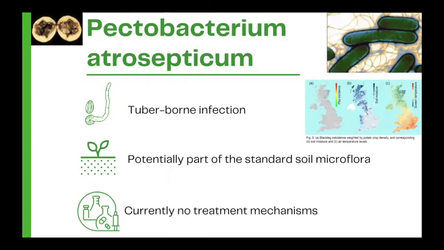Pectobacterium atrosepticum is traditionally believed to be one of the more important causative agents for blackleg in temperate climates and the dominant agent in Scotland. It's a pathogen belonging to the Enterobacteriaceae family, and these are facultative anaerobes, species that are typified by the production of pectinolytic enzymes during plant infection. The species is difficult to control as it's likely part of the natural soil microbiome, and strategies for control of potato soft rot and blackleg are limited.